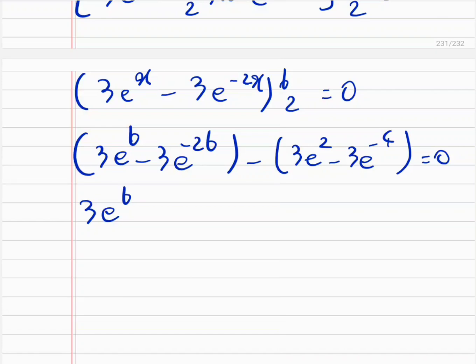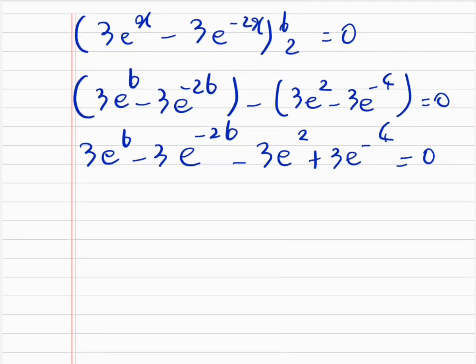So we have 3e to the power of b minus 3e to the power of minus 2b minus 3e squared plus 3e to the power of minus 4 is equal to 0. Okay, now we need to simplify. Here, because of the format of the equation, I think this is a type of equation that we can simply solve by inspection rather than solving it algebraically, because if we try to solve this, it is probably going to be some complicated algebra.